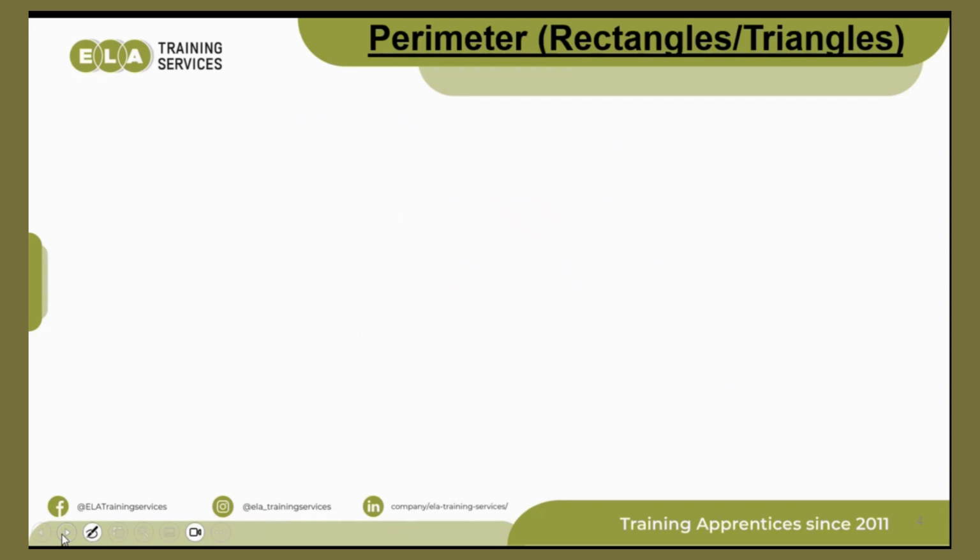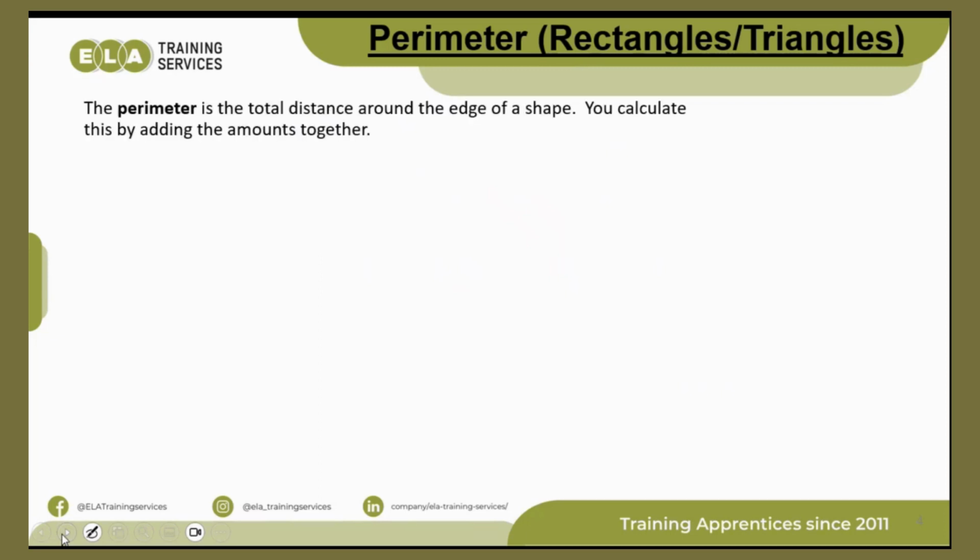So the first topic that we are going to look at is perimeter and calculating the perimeter of rectangles and triangles. Perimeter is the total distance around the edge of a shape, and we calculate this by adding the amounts together. A good way of remembering that perimeter is adding is to think perimeter means plus. Plus, another word for add. The two p's together, perimeter, plus.